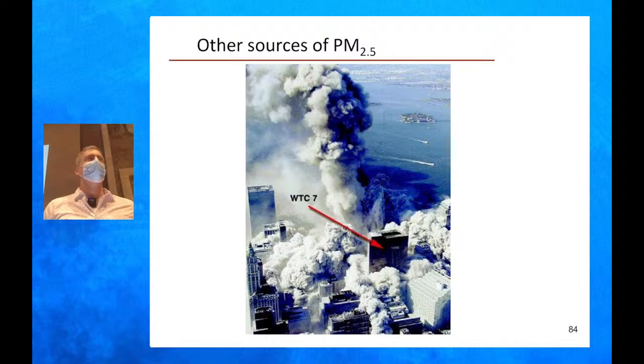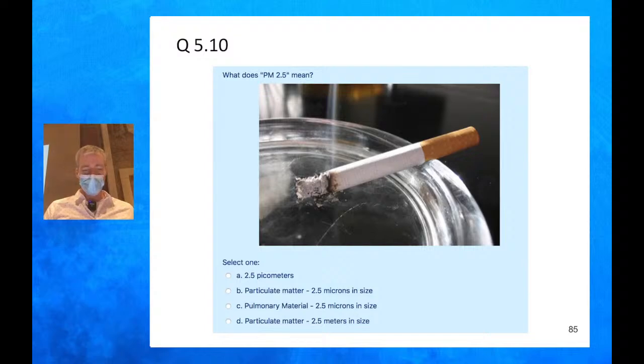Construction, demolition, destruction. This is the World Trade Center. That produced a lot of particulate matter that went into the air. And there's a lot of people who developed respiratory problems shortly after, particularly first responders. And so, there's lots of different sources of particulate matter.